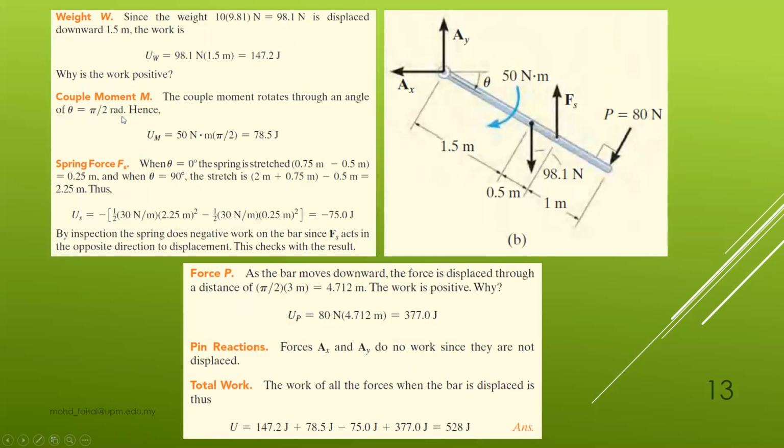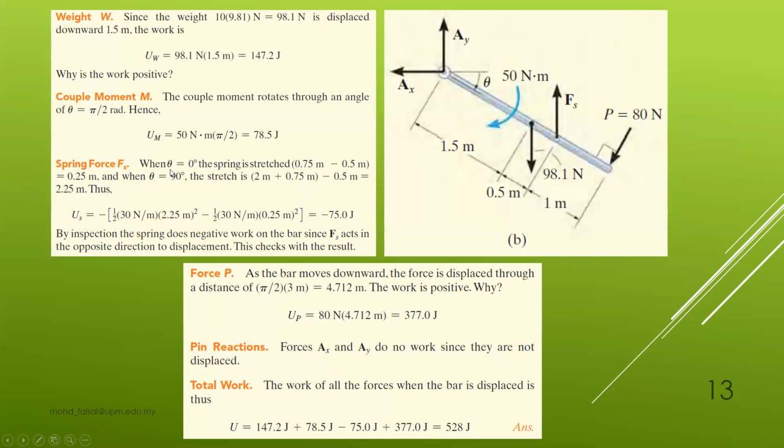Okay, this is theta equal to pi. Hence, we know that due to the moment, you need to multiply by the angle of this rotation. Okay, you got this. Then the last one, where you have a spring, that resists the motion.